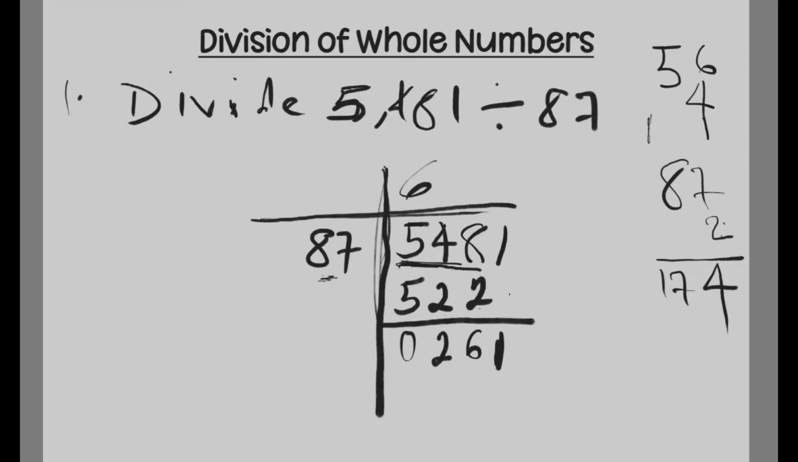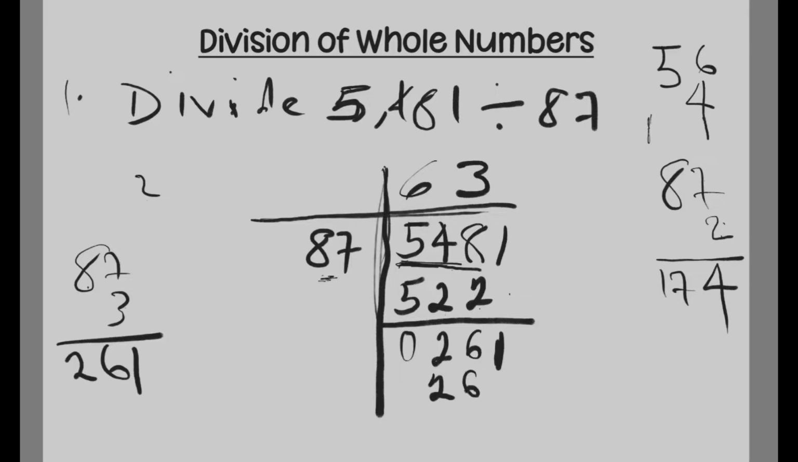If that is not the closest I can get, let me use 87 times 3. So 3 times 7 is 21. So I'm going to write 1. I'm going to carry 2. 3 times 8 is 24. 24 plus 2 is 26. I'm going to write 26. So 26 is actually the same number here. So that means I can put 3 right here. So 87 times 3 is 261. So I'm going to write 261.